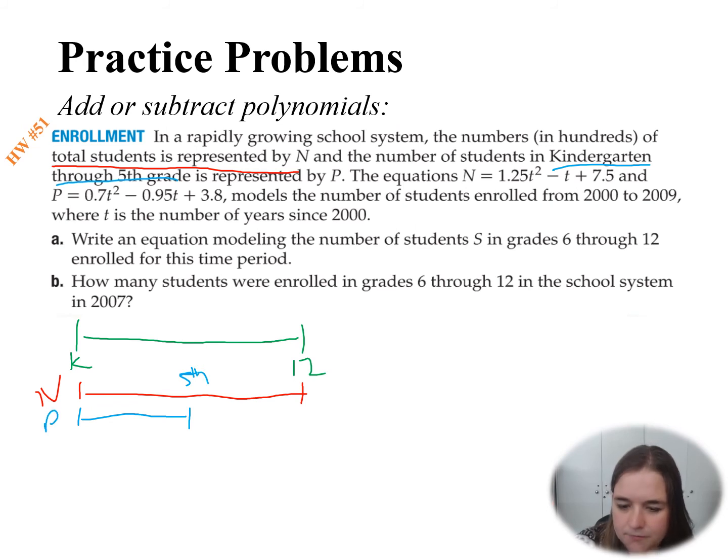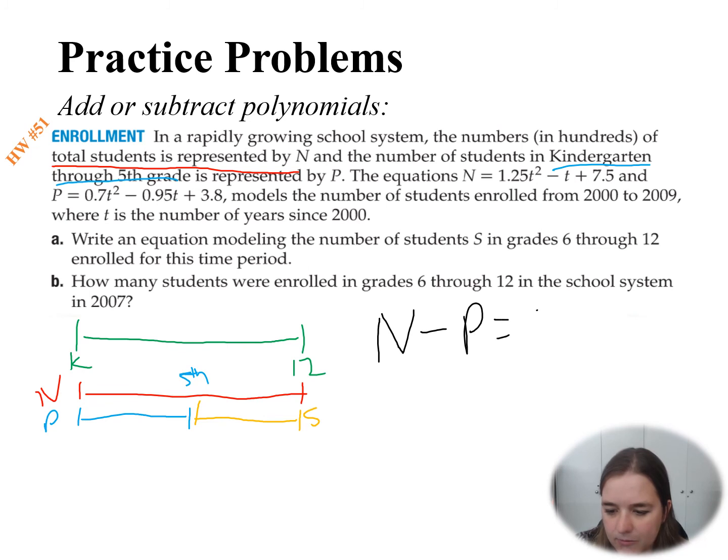is telling me P. And I want to know the number of students, S, for 6 through 12. So I want to know this last piece here from 6 through 12 for S. So I need to figure out how I can take N and P to find S. Well, if I use my little diagram here, I see if I have N and I take away P, I am left with S. So I think this diagram can help explain that big idea here. So my equation for S is going to be N minus P equals S.